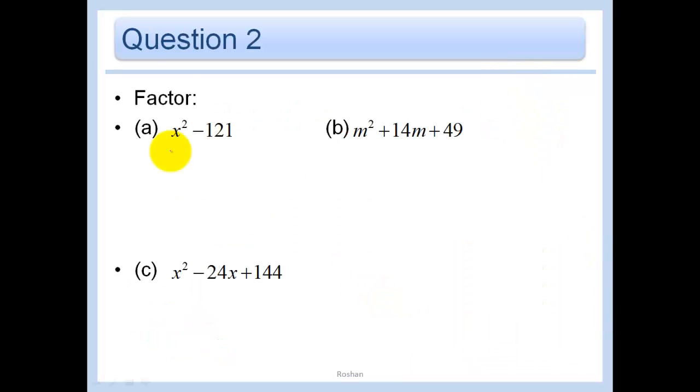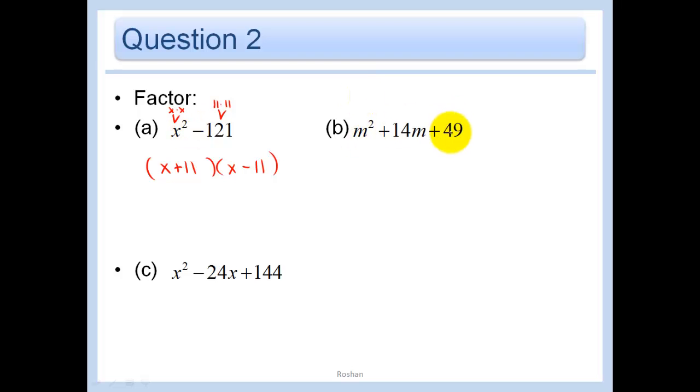So let's go ahead and factor. Well, clearly this is a perfect square and this is a perfect square. And so this just factors into x plus 11 and x minus 11. Again, my outer and my inner, I have minus 11x plus 11x. That sums up to 0x, and so that's why I have no middle term.